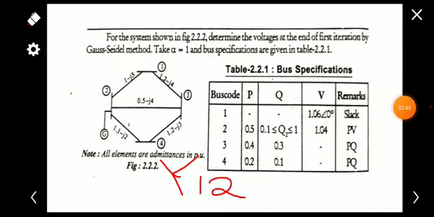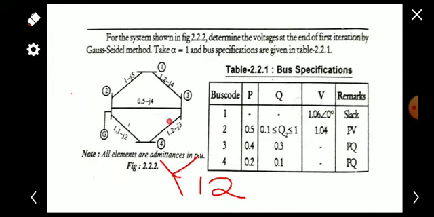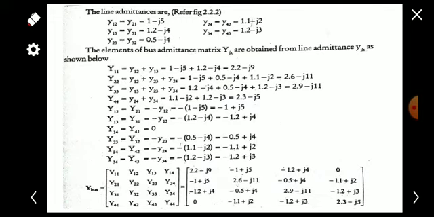Off-diagonal Y12 is the negative of the admittance connected between buses 1 and 2, as we can clearly understand from this slide. Y12 is also equal to Y21, and it is the negative of the admittance. So the negative of 1 minus j5 gives minus 1 plus j5. Like that we can find any element in this matrix using the figure itself. At last we can form the Y bus matrix like this.